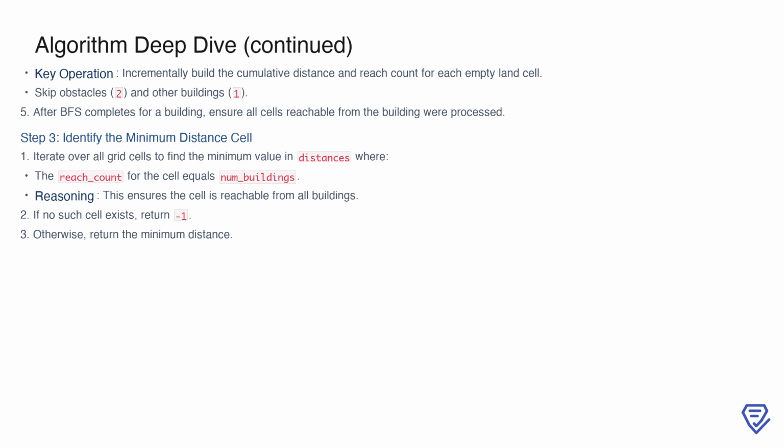To do this, we iterate over all grid cells and look for the smallest value in the distances matrix where the corresponding reach_count matches the total number of buildings. This ensures that the chosen cell is reachable from all buildings. If no such cell exists, meaning there's no empty land that can reach every building, the algorithm returns -1. Otherwise, it returns the smallest cumulative distance found.